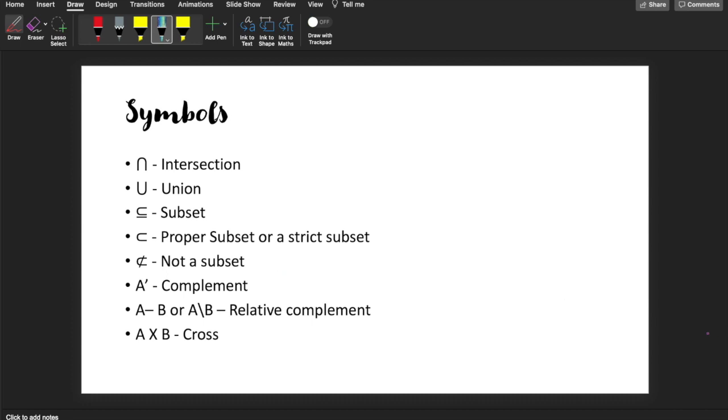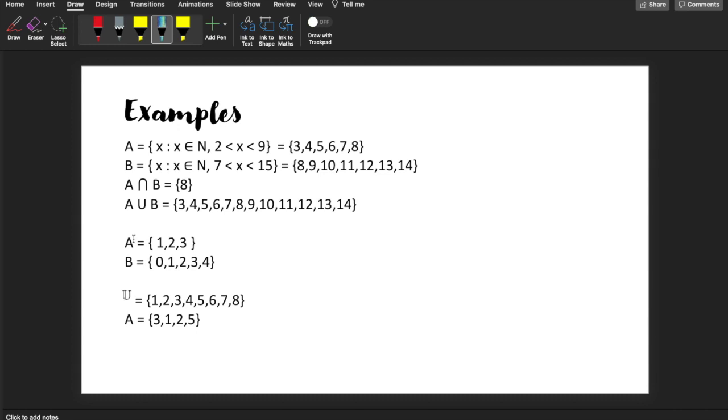Okay, let's look. So consider A as 1, 2, 3 and B as 0, 1, 2, 3, 4. So as you can see, A is a subset of B because all the elements of A are in set B. So therefore, A is a subset of B. And this is also a proper subset because all the elements of B are not in A.